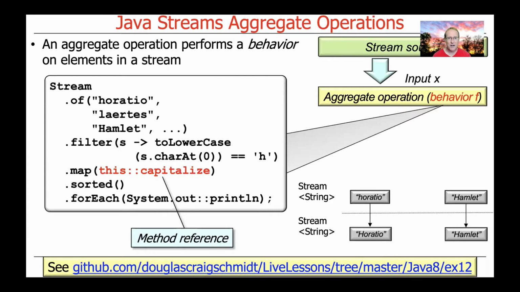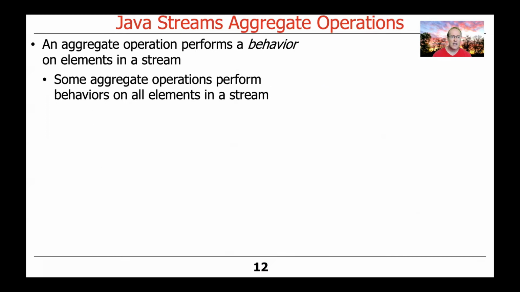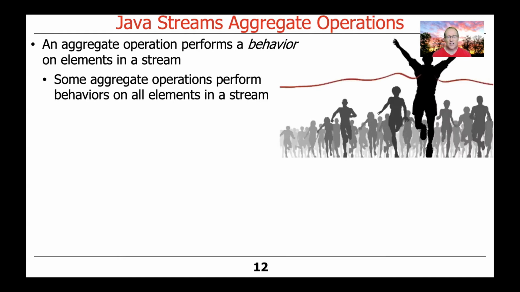We'll talk more about the difference between intermediate operations and terminal operations, but intermediate and terminal operations are both examples of so-called aggregate operations. And the reason they're called aggregate operations is they work on a group of things, namely the elements in a stream. Some aggregate operations perform behaviors on all elements in a stream. And you can think of these as basically being a run to completion style model. So they just keep running until everything's processed.